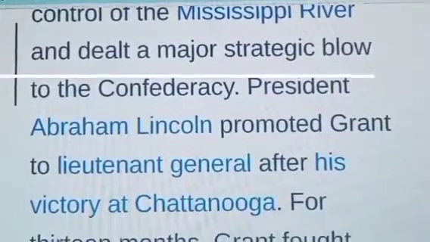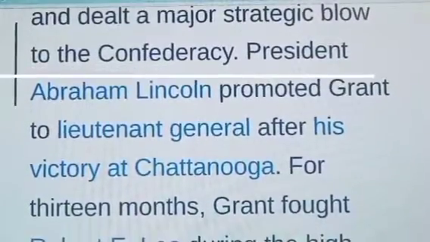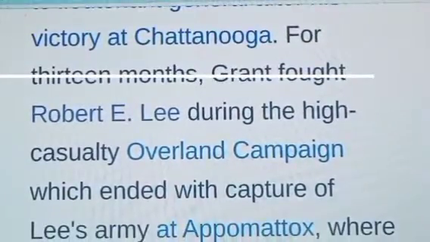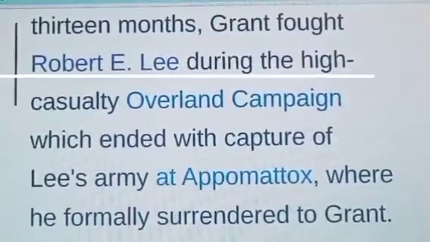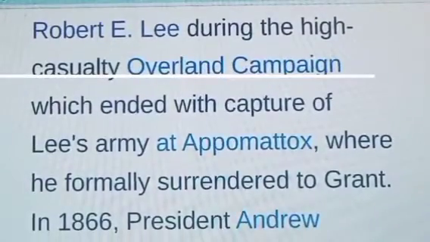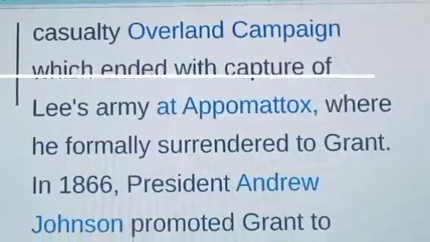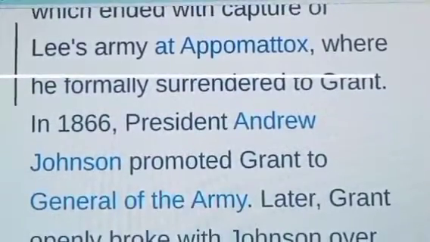President Abraham Lincoln promoted Grant to lieutenant general after his victory at Chattanooga. For 13 months, Grant fought Robert E. Lee during the high-casualty Overland Campaign, which ended with the capture of Lee's army at Appomattox, where he formally surrendered to Grant in 1865.